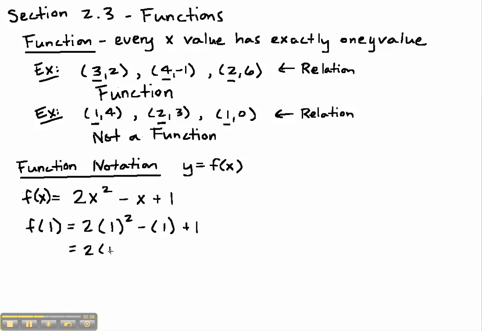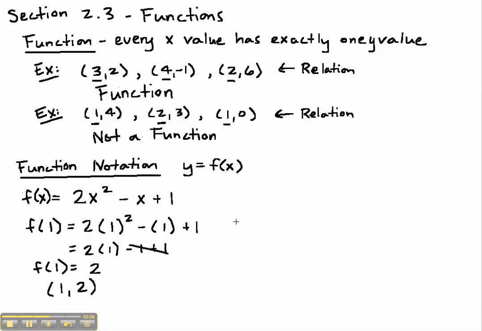1 squared is 1. And then 2 times 1 is 2. And negative 1 plus 1 is just 0. So our answer is f of 1 equals 2. So this means that when x is equal to 1, y is equal to 2. This would be equivalent to writing this as an ordered pair (1, 2).